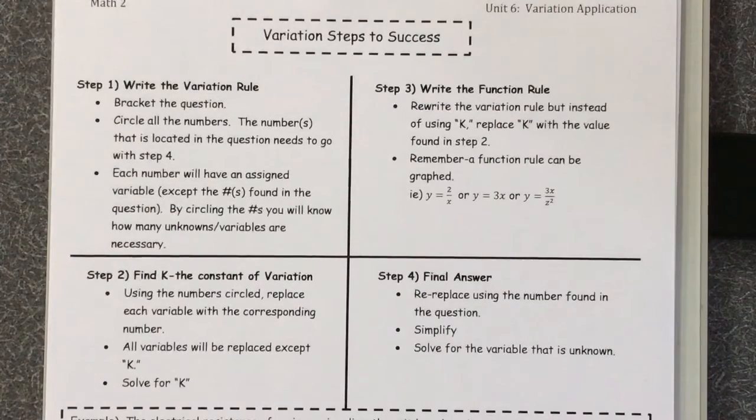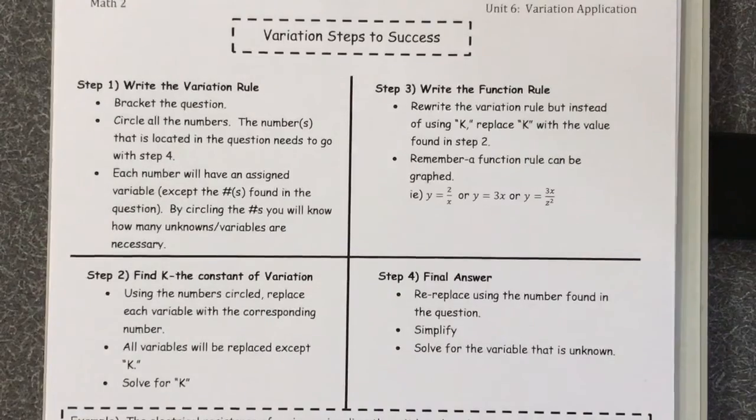Step 2, find k, the constant of variation. Using your numbers circled, replace each variable with the corresponding number. All variables will be replaced except k. So every variable that you have has to have a number attached to it because you've got to figure out what k is. So once you've replaced those variables with those numbers, then you're going to solve for k.